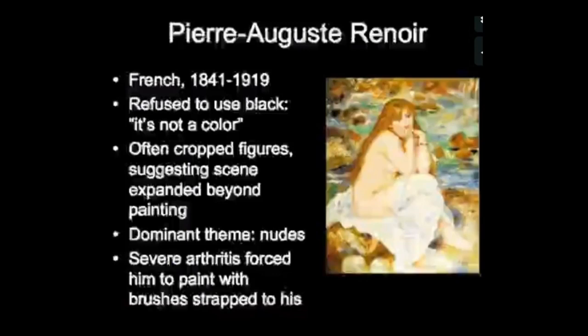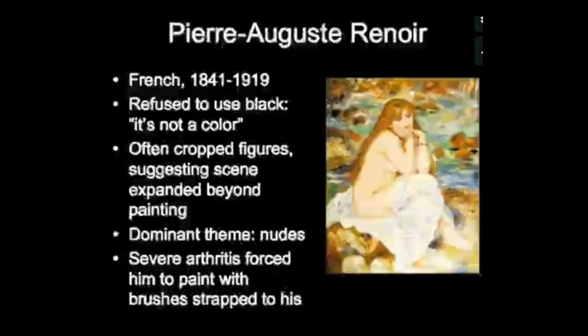So, Renoir, Frenchman, lives until 1919, nearly as long as Monet. He refused to use black. He said it's not a color. He often cropped his figures, suggesting that the scene expanded beyond the painting. That's a technique and an idea that will be embraced by the abstract expressionists in America in the 1940s.